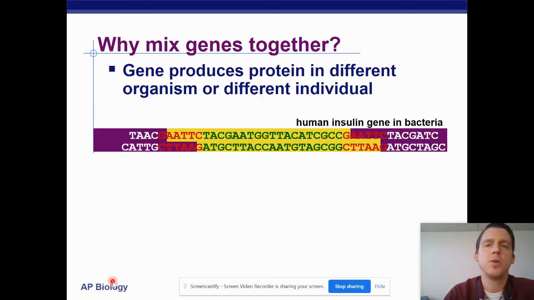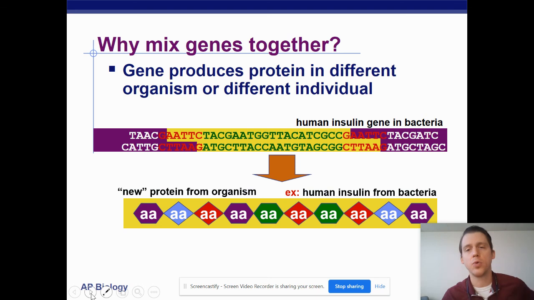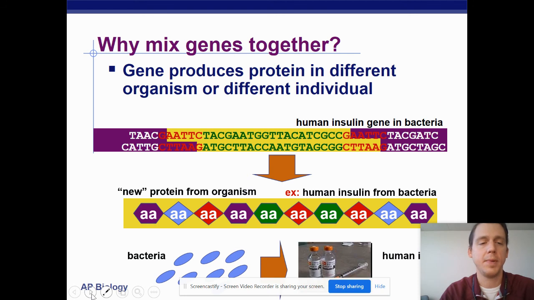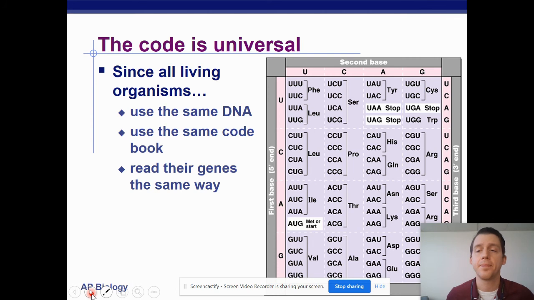Okay, gene produces protein in a different organism or a different individual. So we could have a bacteria producing insulin, which a bacteria normally is not going to do. Okay, bacteria making insulin. So how can a bacteria read human DNA? Isn't human DNA different from bacterial DNA? Well, the answer to that question is no.